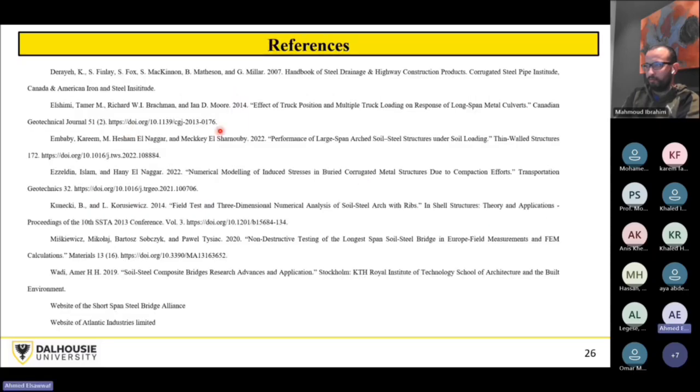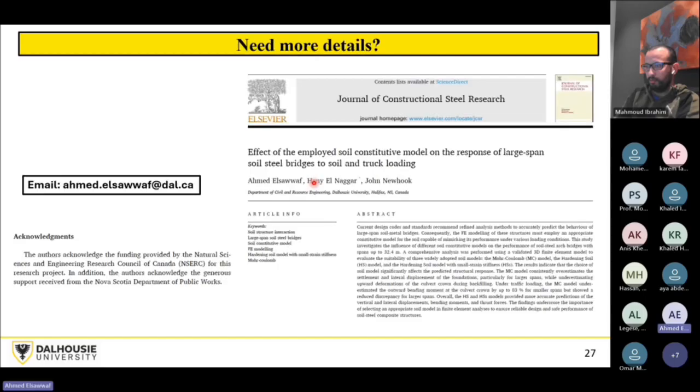So that's it for now. Here we have a list of references that you can look at if you want more information about these structures. And about my research, this presentation was part of a major research paper which has already been published in the Journal of Constructional Steel Research. It's available open access, so you can read it.